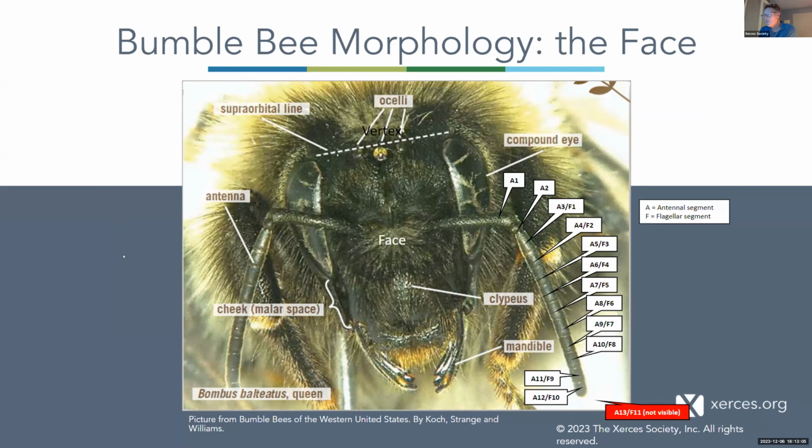We're not going to get into talking to you about A6 versus A7 tonight, but if you dive in deeply to male bumblebee identification, you're going to find that you sometimes are asked to compare the lengths of different antennal segments. And so that's why we start to teach this. Note in red down there, A13 or F11 is missing in this photo. Obviously, it's a female and not a male bee.